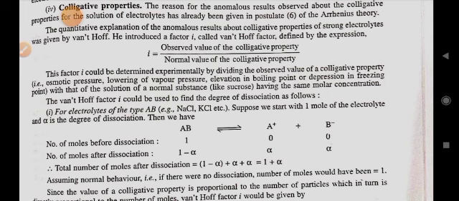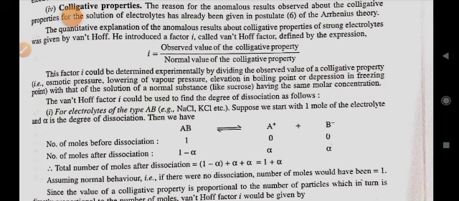The factor i could be determined experimentally by dividing the observed value of a colligative property, that is osmotic pressure, lowering of vapor pressure, elevation in boiling point or depression in freezing point, with that of the solution of a normal substance like sucrose having the same molar concentration. The Van 't Hoff factor i could be used to find the degree of dissociation as follows.